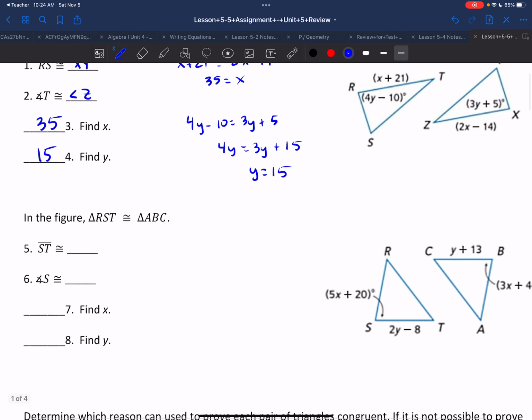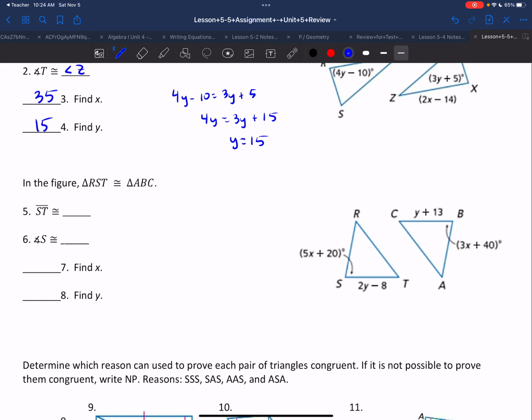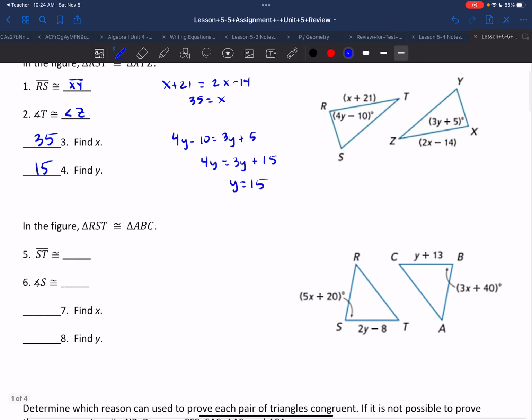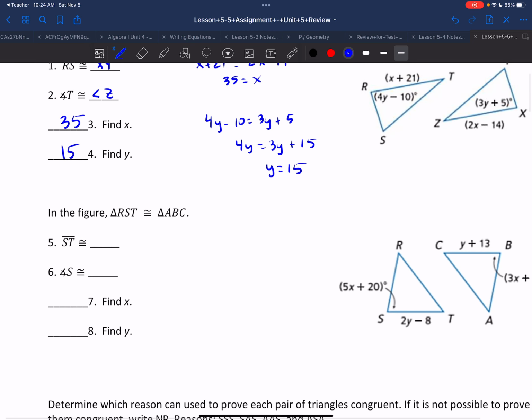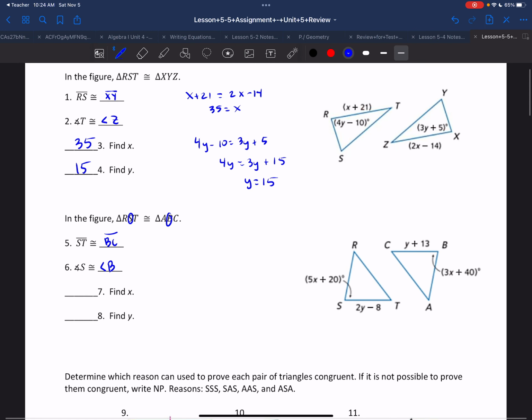All right, let's take a look at this one. It's the same idea as before. Triangle RST is congruent to triangle ABC. ST is the last two, so looking at the other one, BC is the last two, so I'll put BC with a bar above it. Then I need to look at angle S. Angle S is in the second position, so angle B is congruent to angle S. Now go ahead and find X and find Y.